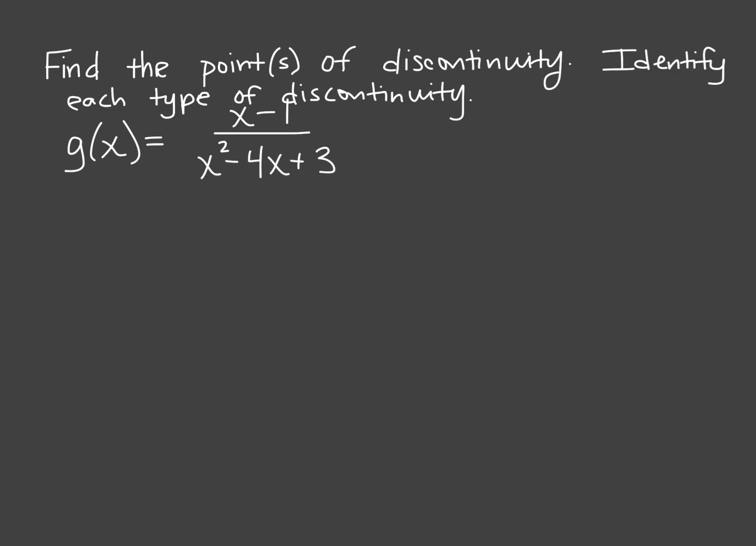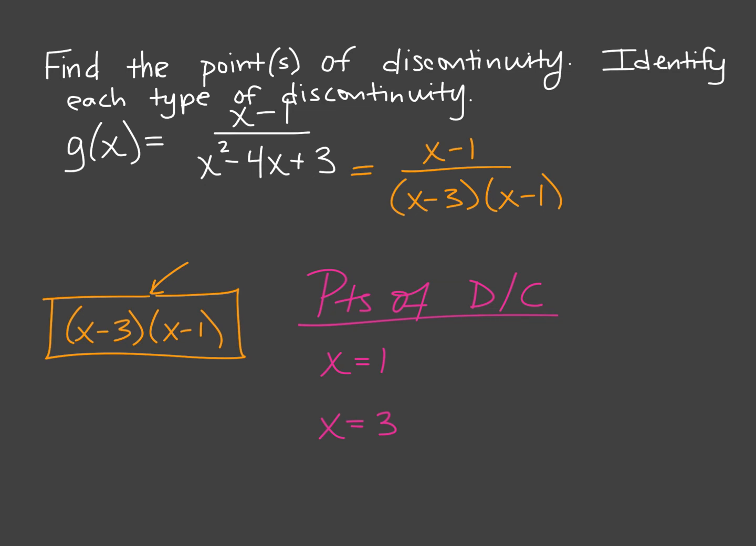This next example is super similar. Our first step, once again, is simply to factor our denominator. It's the same denominator, so nothing new. Again, the two x values that make our denominator 0 are 1 and 3, and so those are our 2 points of discontinuity. Writing out this rational function in factored form looks like this.